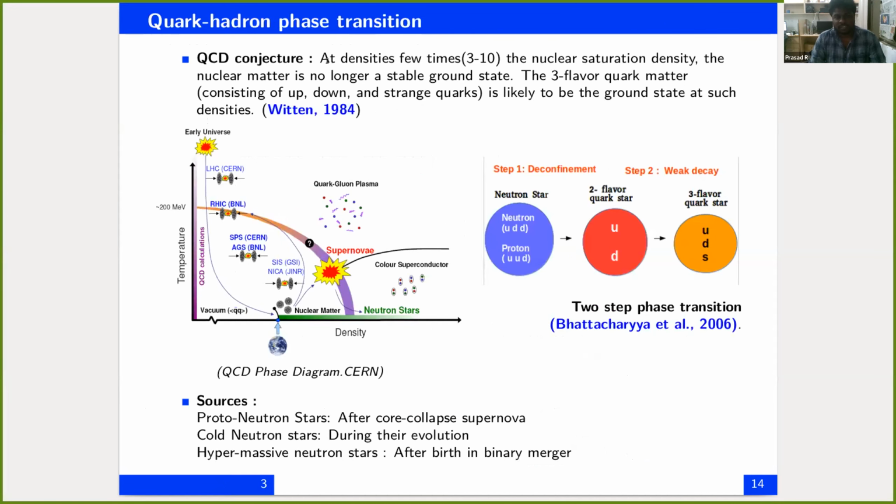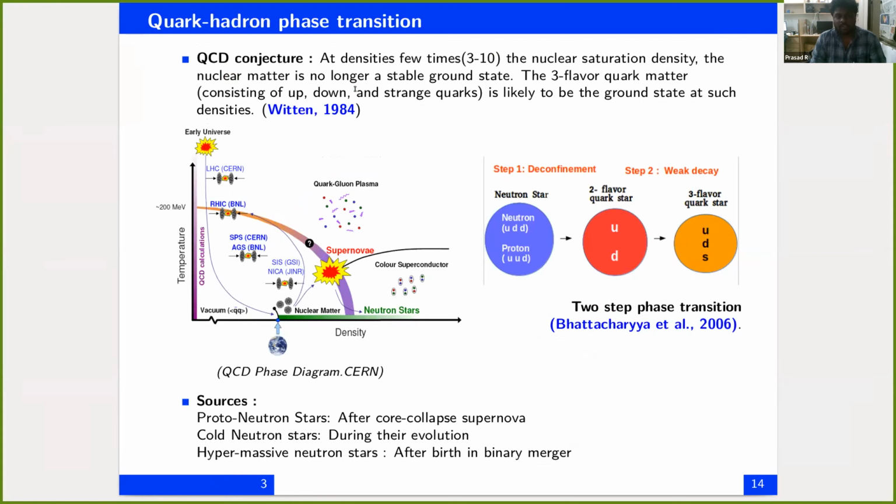There is a QCD conjecture which says that at a density of about 3 to 10 times the nuclear saturation density, nuclear matter is no longer the stable ground state. The three-flavor quark matter consisting of up, down, and strange quarks is likely to be the ground state of high-density matter. This was suggested by Witten in his seminal work in 1984.